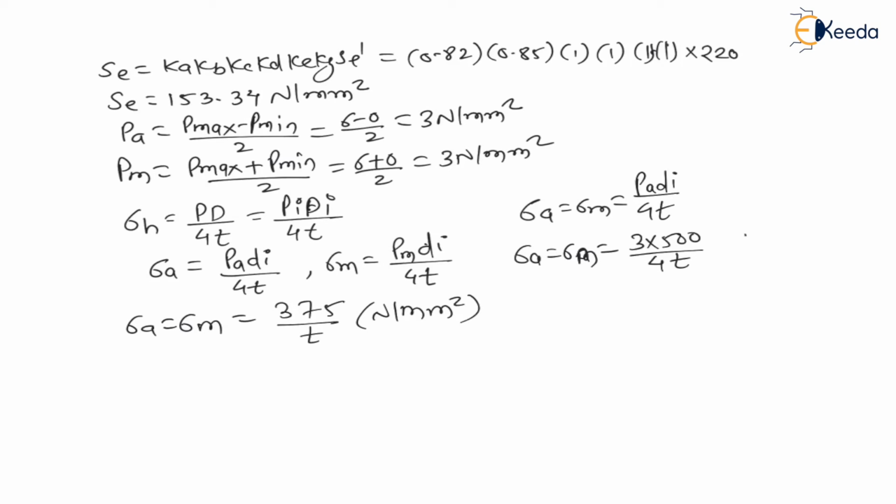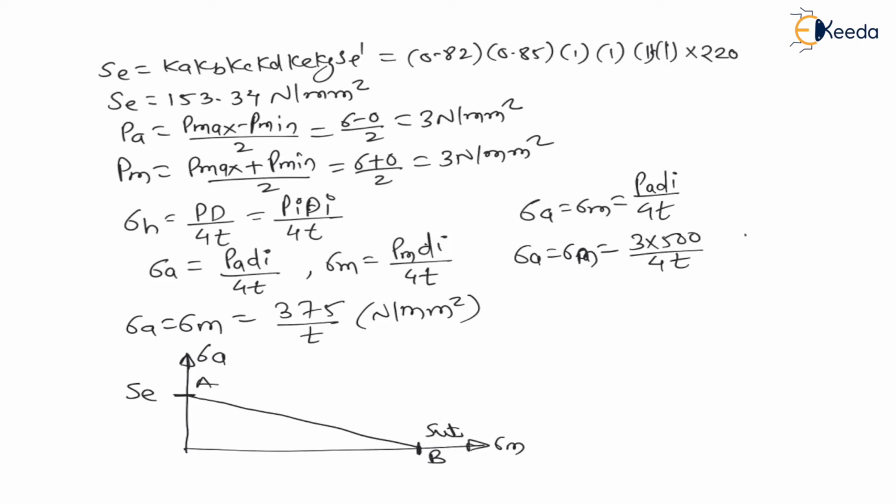Now we have to use the Goodman line. As per the Goodman diagram, on the y-axis there will be stress amplitude and on the x-axis mean stress. On the y-axis there will be the corrected endurance strength Se, and on the x-axis the ultimate strength SUT, and join this Se with SUT. This is the Goodman line, A to B, and the area under A to B is the safe zone. The equation of the Goodman line is sigma A divided by Se plus sigma M divided by SUT equal to 1 upon factor of safety.